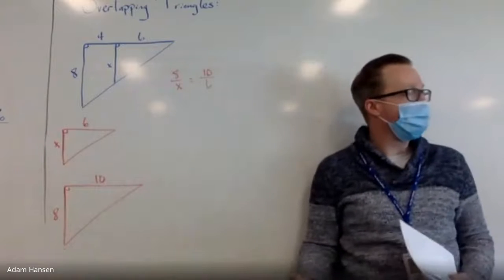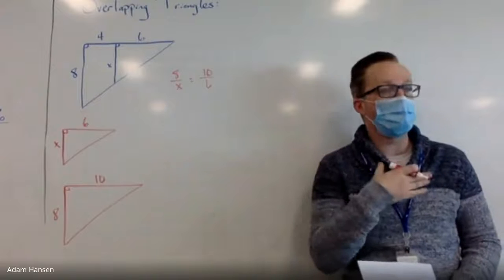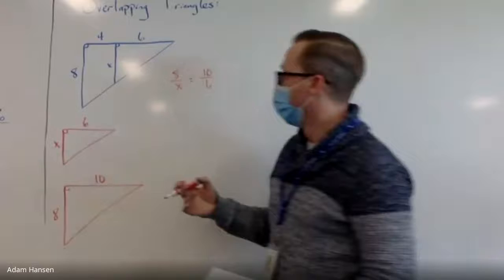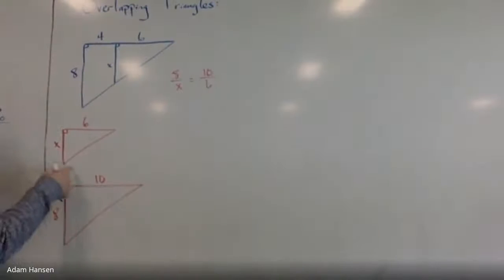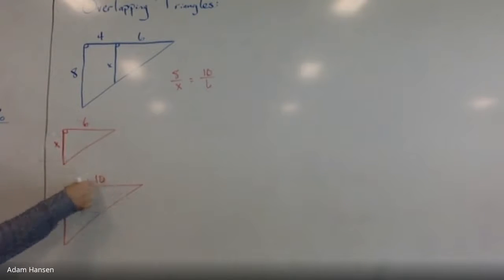As long as you're consistent across how you're setting it up, does it matter the order you write your proportion? No, you're going to cross multiply the same things anyway, so it doesn't matter, right? Zoe just said 8 is to x as 10 is to 6. Big is to small as big is to small. I went small to small as big to big. It doesn't matter.